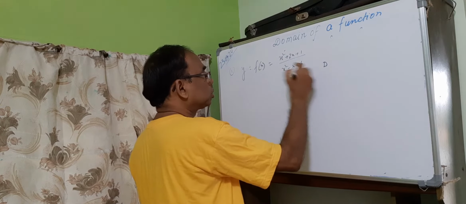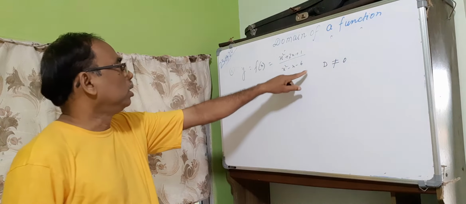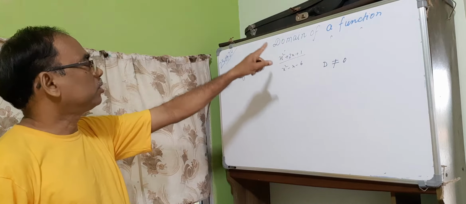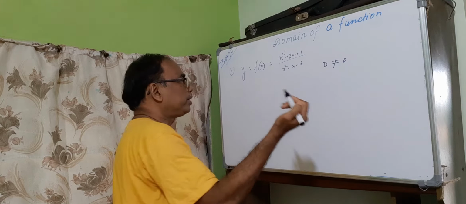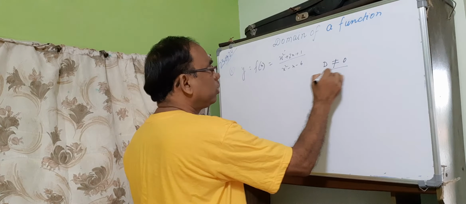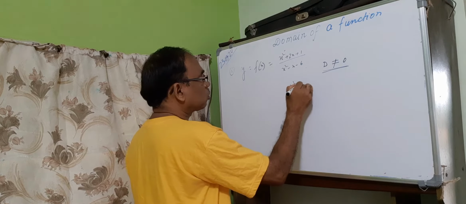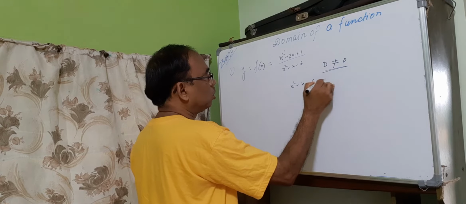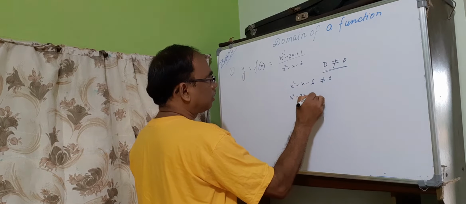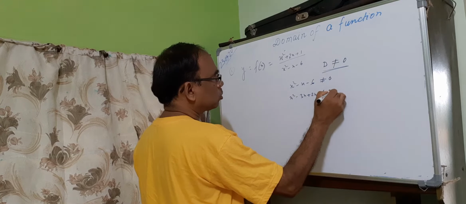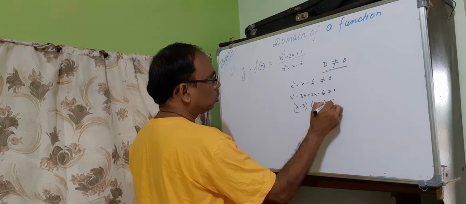Domain: denominator should not be equal to 0. If denominator is 0, the function will be undefined. Something by 0 is undefined. Therefore, we have to write denominator not equal to 0. Here, denominator is x square minus x minus 6 not equal to 0. That is x square minus 3x plus 2x minus 6 not equal to 0. That is (x minus 3)(x plus 2) not equal to 0.